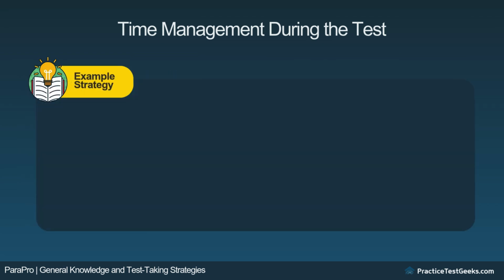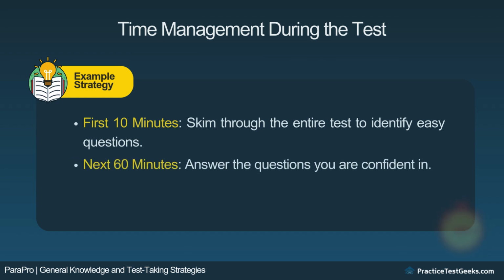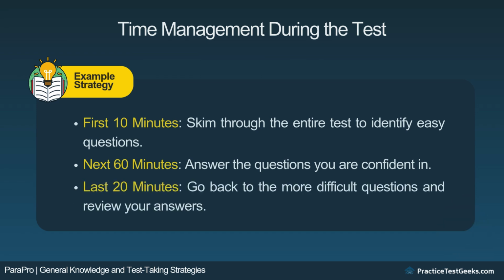Example strategy. 1. First 10 minutes. Skim through the entire test to identify easy questions. 2. Next 60 minutes. Answer the questions you are confident in. Spend approximately 1 minute on each. 3. Last 20 minutes. Go back to the more difficult questions and review your answers.